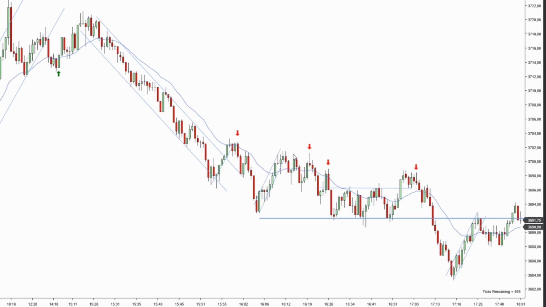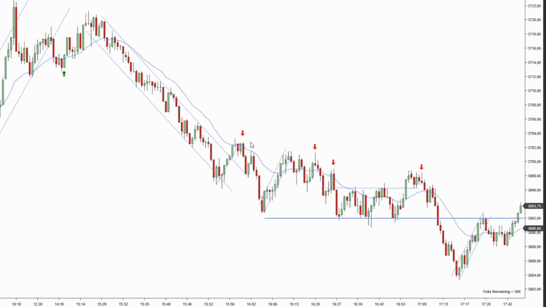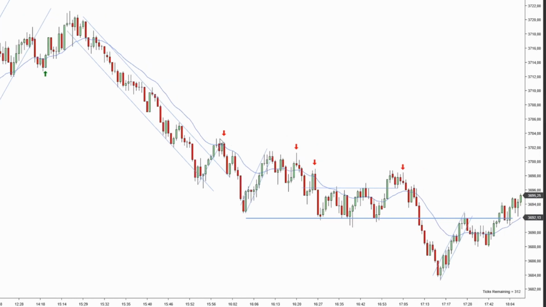But here you have to start paying a little bit more attention, because we got through the EMA, and we got through the EMA twice, and so now we are below the EMA. So at this point we are making lower highs. You can see each high is lower than the previous one, and there is something going on. We might continue lower at this point.